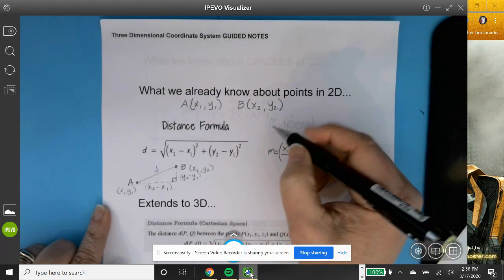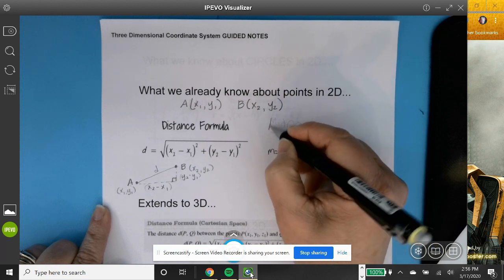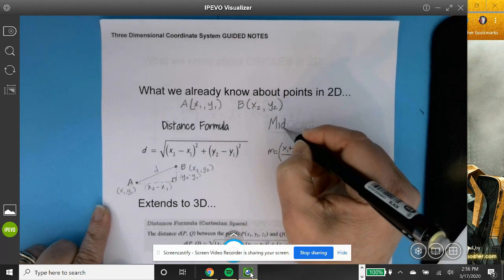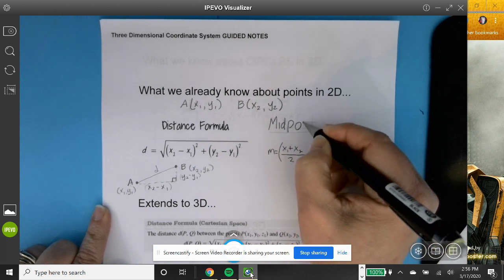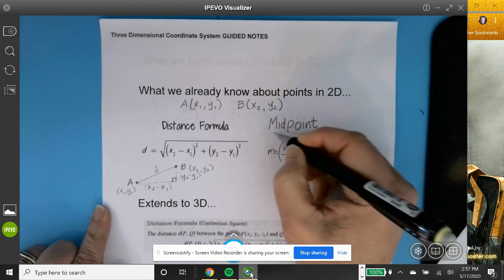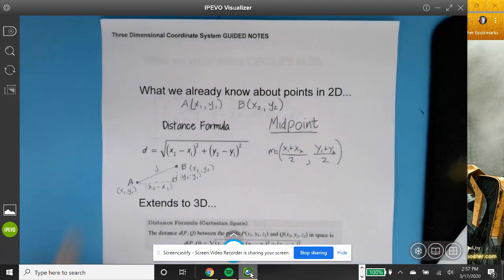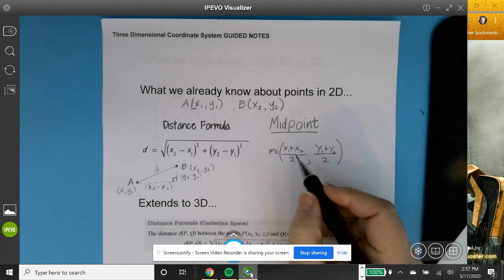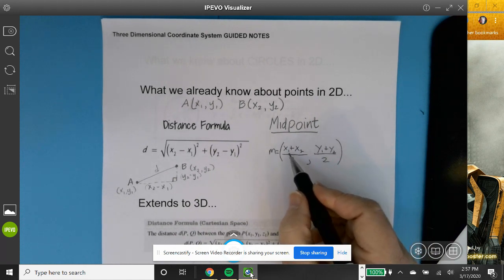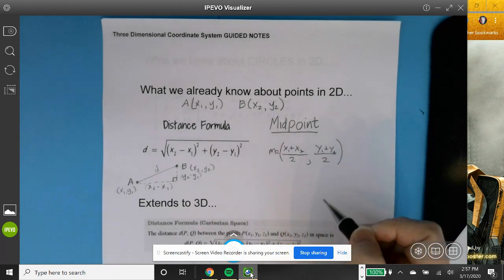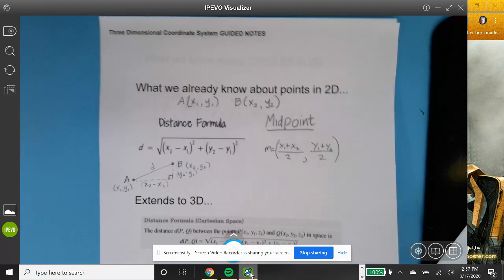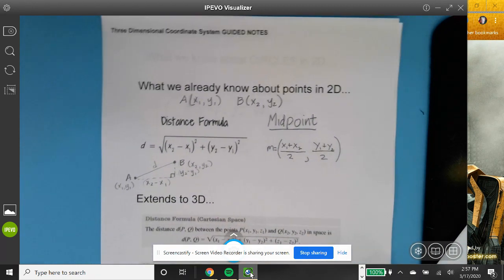All right, and then we can also find the midpoint. I'm sorry that this is a little bit faint. How do we find the midpoint between 2 points? Well, you just average the x's and you average the y's. It's as easy as it is. When you're averaging two numbers, you add them up and divide by 2. So those are easy things that we already know how to do in 2D.